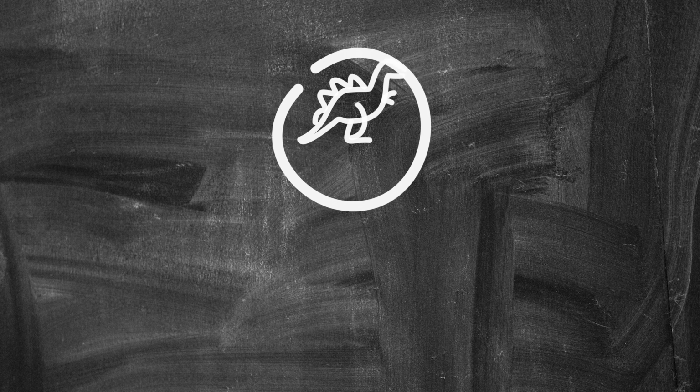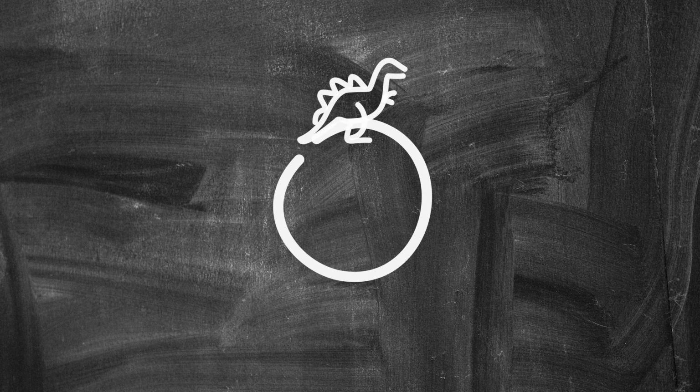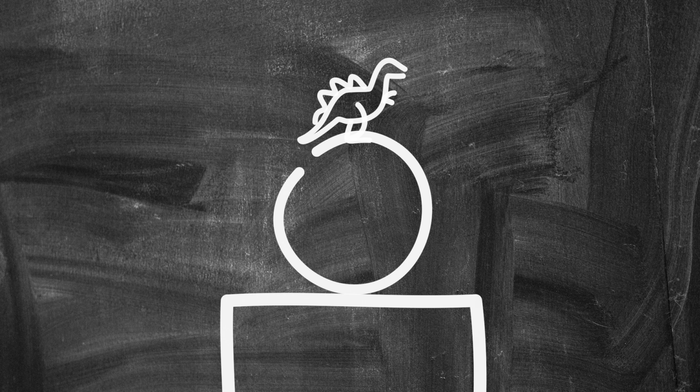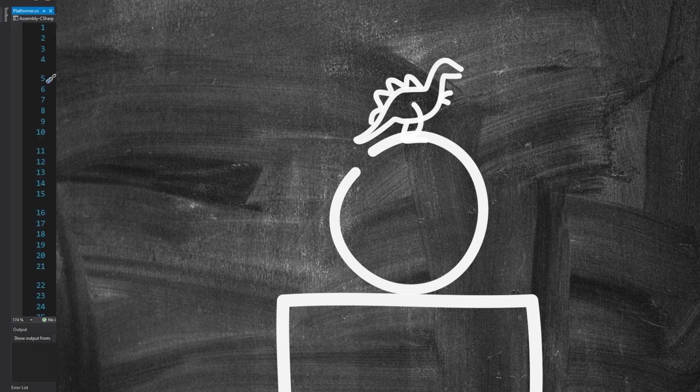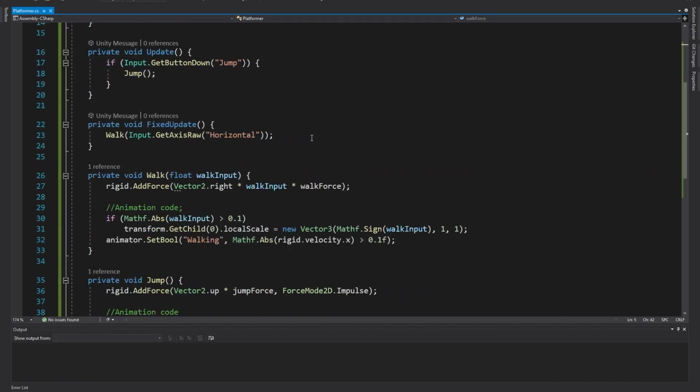So I can shoot a circle down from the center of my character, and if it hits anything, I've found the ground. If your character is a different shape, you can use a box or capsule cast instead, and they all work in exactly the same way. Let's take a look at my script.